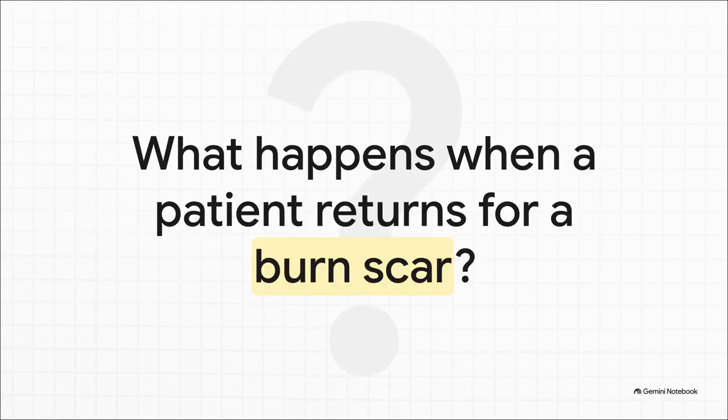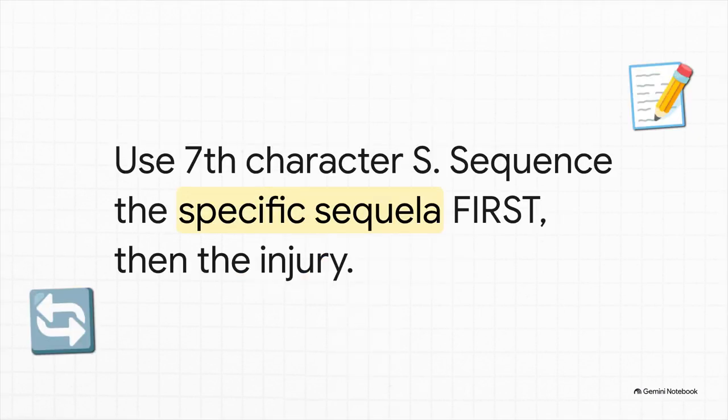Now, everything we've covered so far is perfect for acute care and active healing. But you might be wondering, what happens when the patient comes back months or even years later, dealing with the late effects of these injuries? Things like severe scarring or really painful joint contractures. For these late effects, that's when we finally bring in the seventh character, S for sequela.